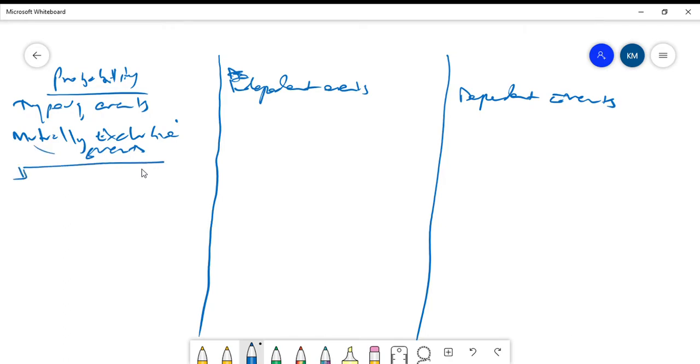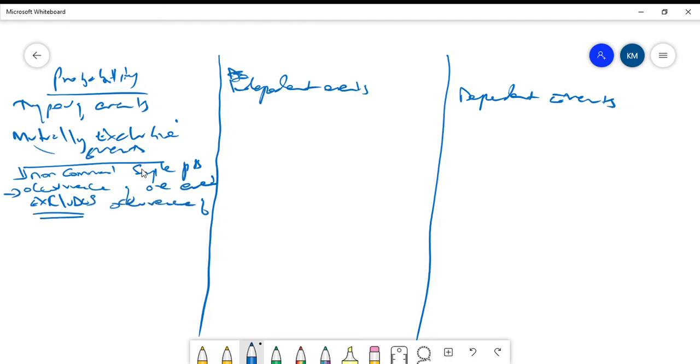So what do we say about mutually exclusive? These are events that have no common sample point. No common sample point. The occurrence of one excludes the occurrence of the other one. Occurrence of one event EXCLUDES, this is very important, I'm writing in capital letters, EXCLUDES occurrence of any other events.